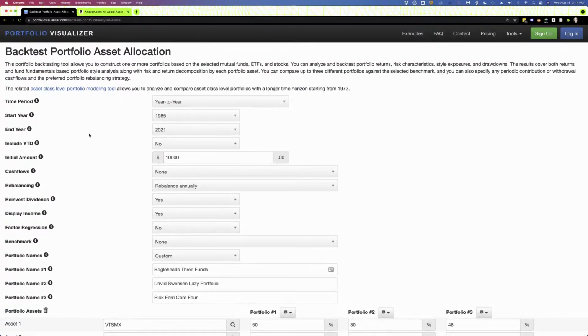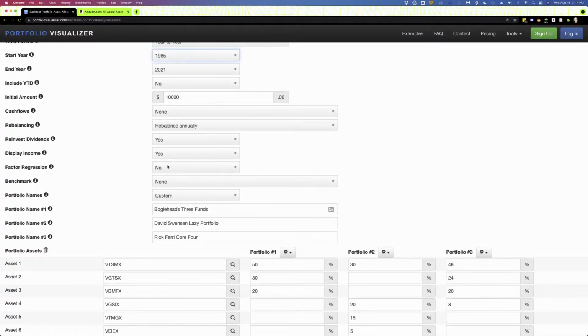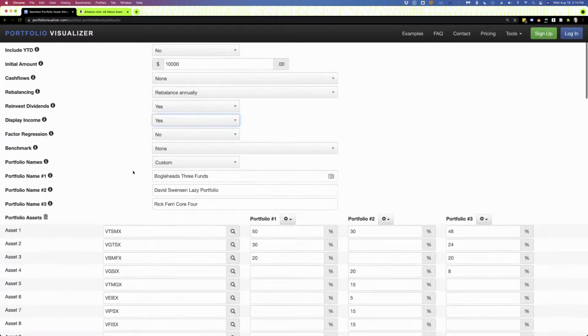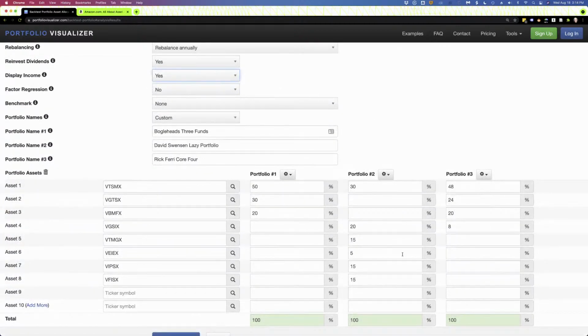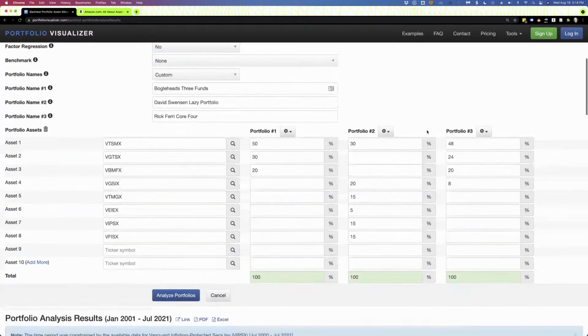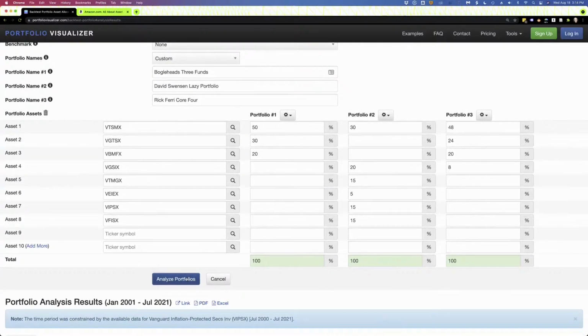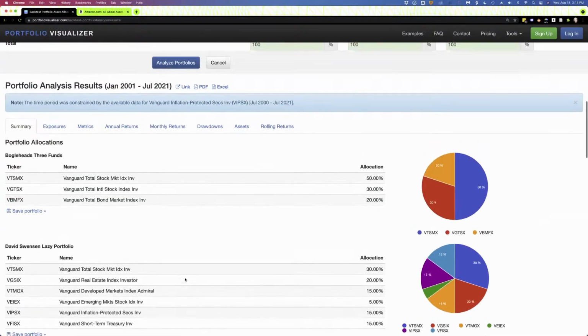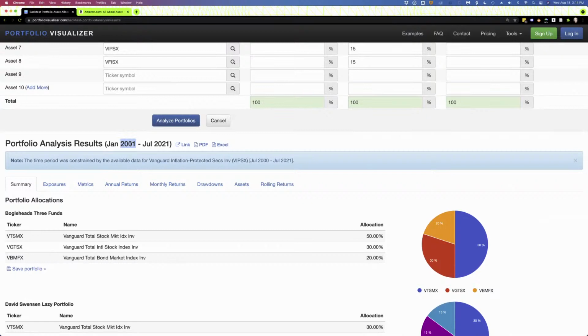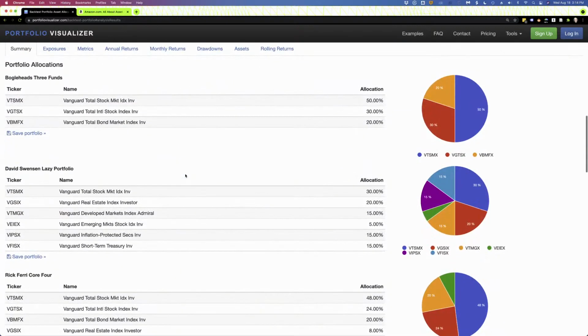On the portfolio asset allocation, we can go from 1985. We've set the income to display. We're going to reinvest our dividends. I've put in the same three lazy portfolios we did on the previous screen. I've analyzed it, and you'll notice we're limited to 2001, and that's because of the TIPS, same issue, and we can see the results, right?